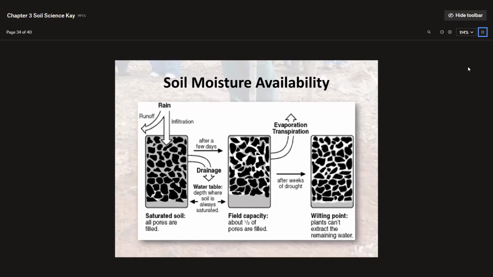Some of that becomes transpiration and evaporates. Some of that's taken up by trees. And then after weeks of no rain, you get to that wilting point, right? Plants can't get the water at the very bottom. They have to have the water that's in those pore spaces. They can't reach that far down to extract that remaining water. That is your wilting point. Okay. When I've taken all the water out of the micropores, I am now at my wilting point until I get more rain, right?